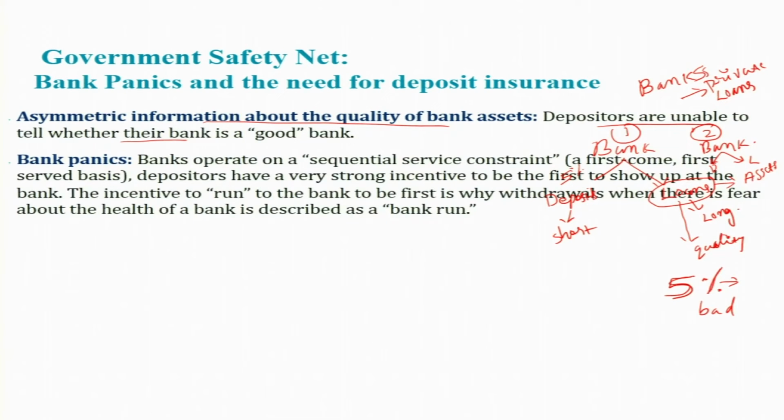Bank panics develop here because banks operate on a sequential service constraint. Sequential service constraint means a first come, first served basis. So when a bank works this way, depositors have a very strong incentive to be the first to show up at the bank. That means the incentive to run to the bank to be first, when there is fear about the health of the bank, is described as a bank run.